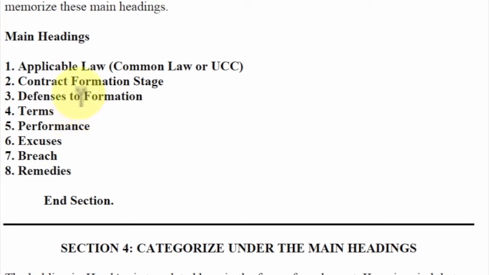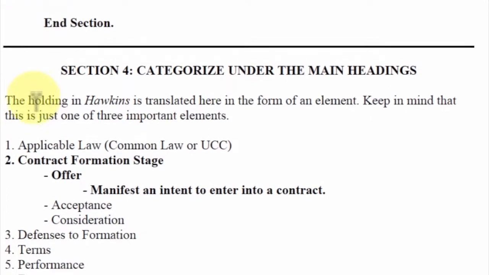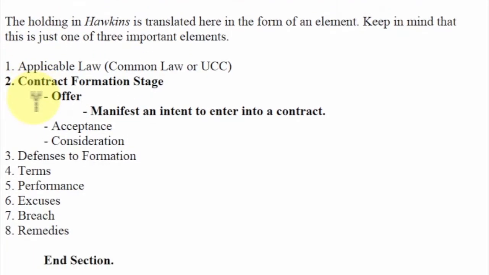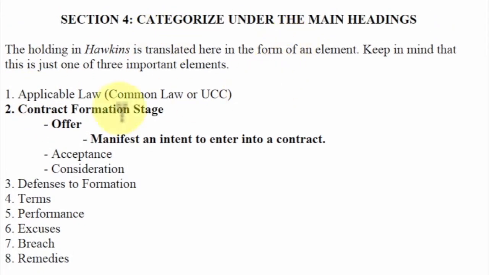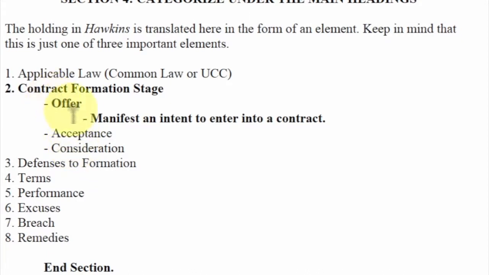So let's see what we are talking about. Again, this is the big picture. So Hawkins, this case, what is it discussing? Here we go, categorized under the main headings. We're going to talk about the offer. Now notice that the book does not start with the applicable law. It just goes into the contract stage. Again, law school and these texts are meant in many ways to confuse you and intimidate you, but as long as you get a good grasp of this, you'll be fine. You will excel. So we are going to talk about the offer, again, this element that we discussed earlier.